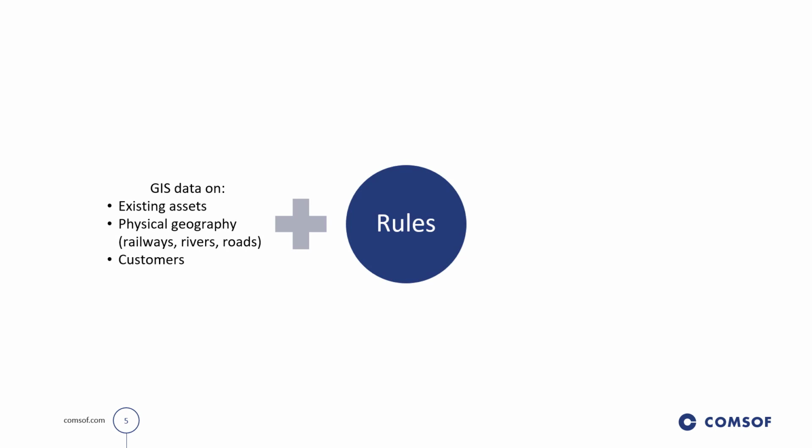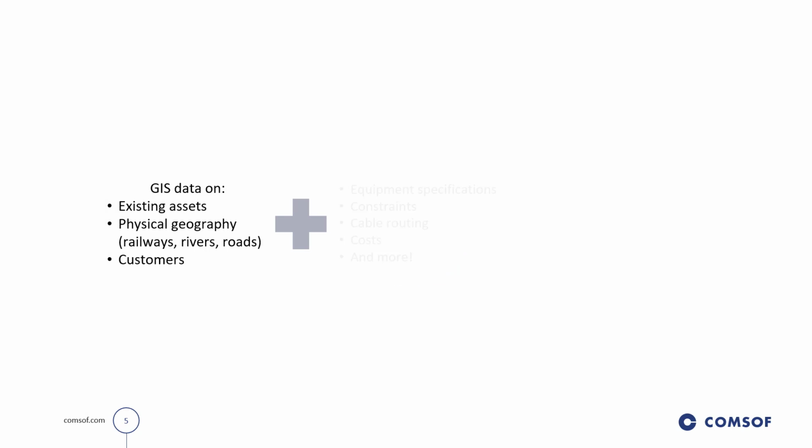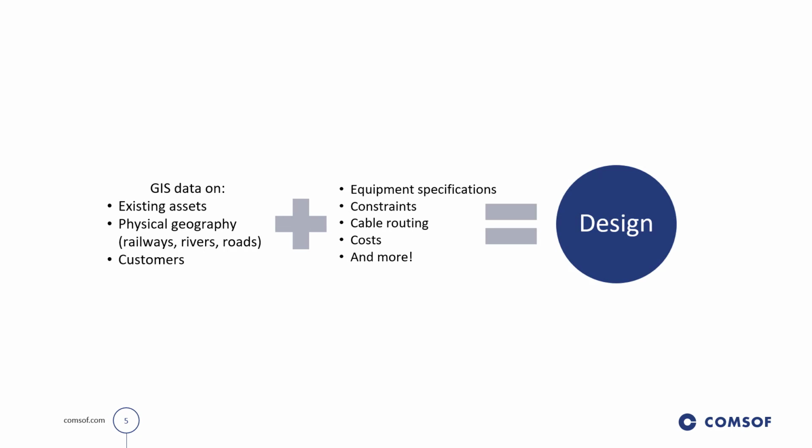The user then provides what we refer to as rules, instructions that tell Comsof Fiber Designer what equipment specifications are available, their constraints, for example, a maximum of 48 splices in a closure or only a 96 count cable available for aerial deployment, how many cables should be routed, costs for equipment and actions, and other parameters which describe in general terms the architecture of the network they want designed. Together, this provides the necessary foundation on which Comsof Fiber will build your design.